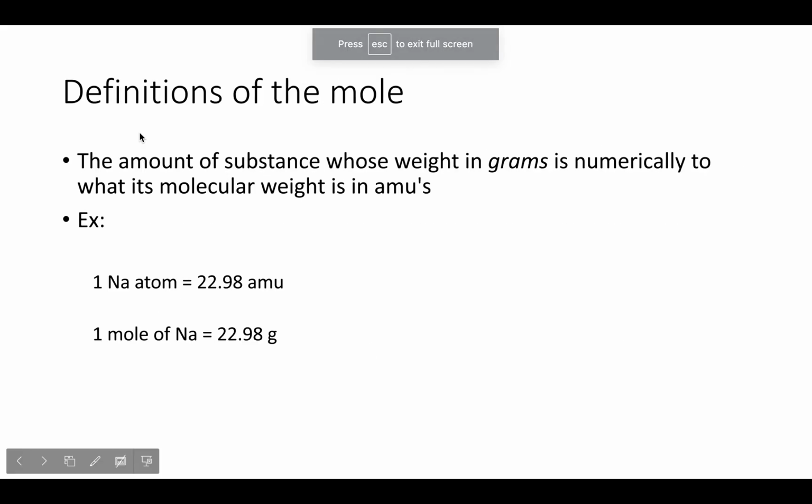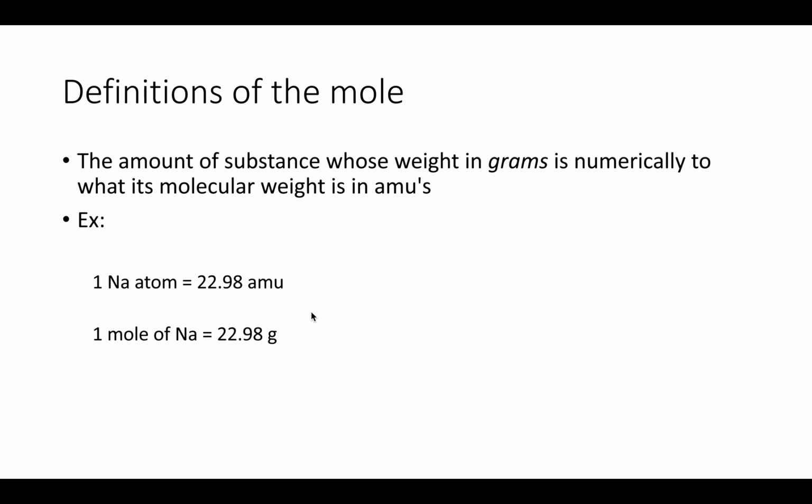All right, so let's just go over some definitions of the mole real quick. All right, so the mole is the amount of substance whose weight in grams is numerically equal to what its molecular weight is in AMUs. Okay, so we kind of went over that earlier. So 1 sodium atom is equal to 22.98 AMUs, and 1 mole of sodium is equal to 22.98 grams.